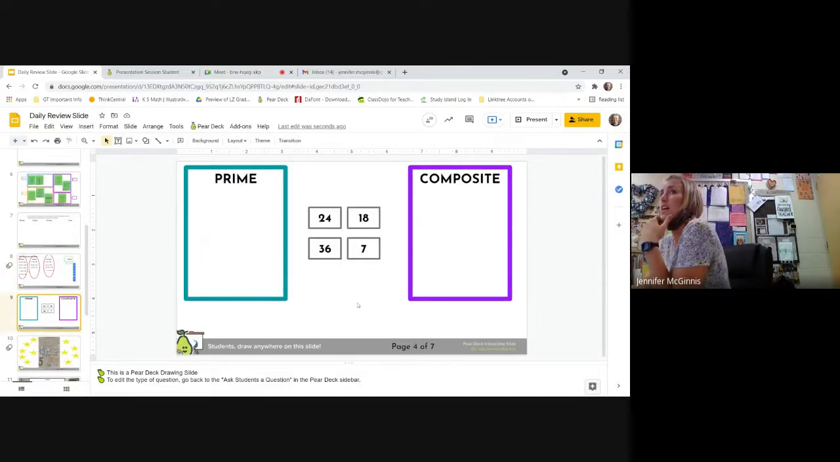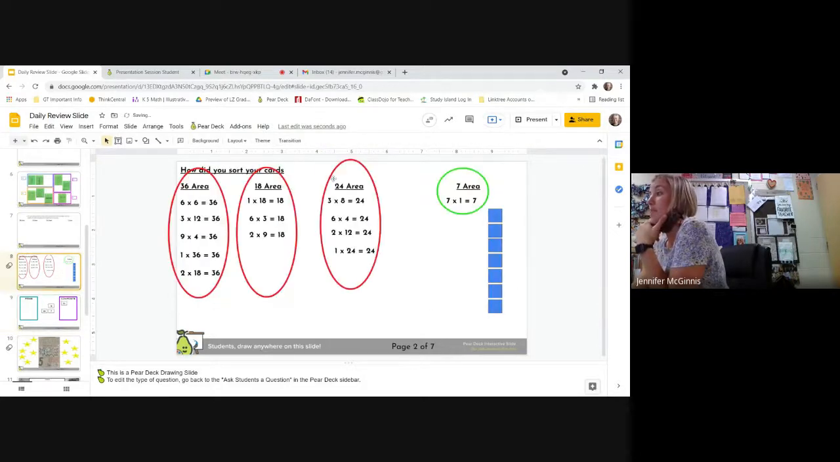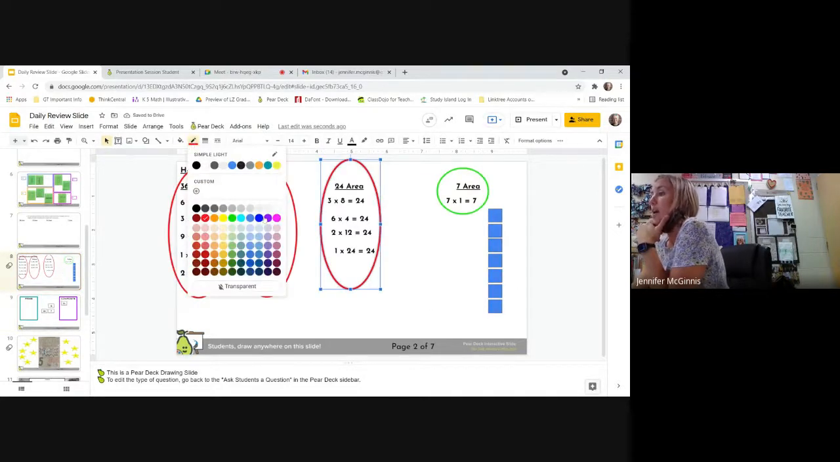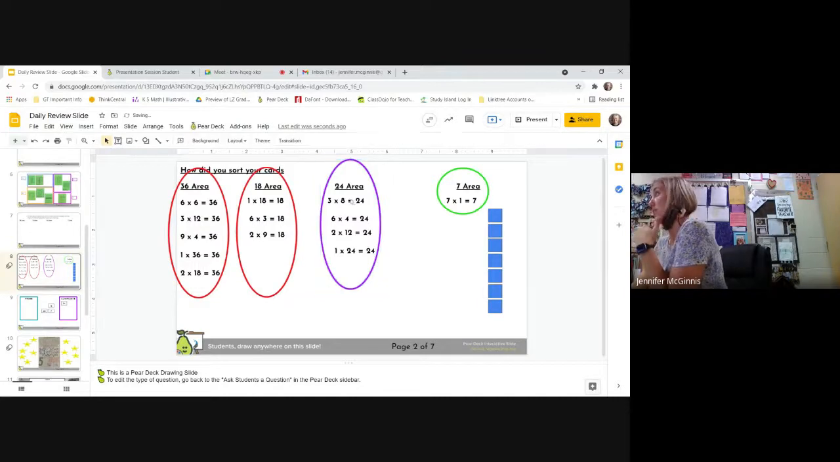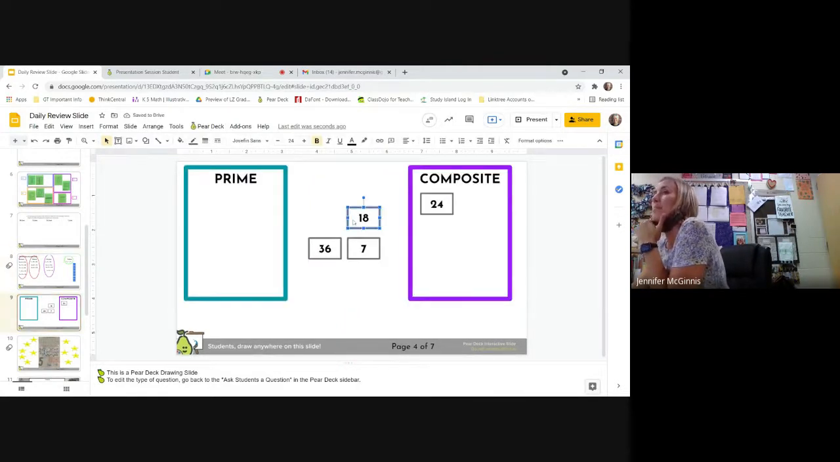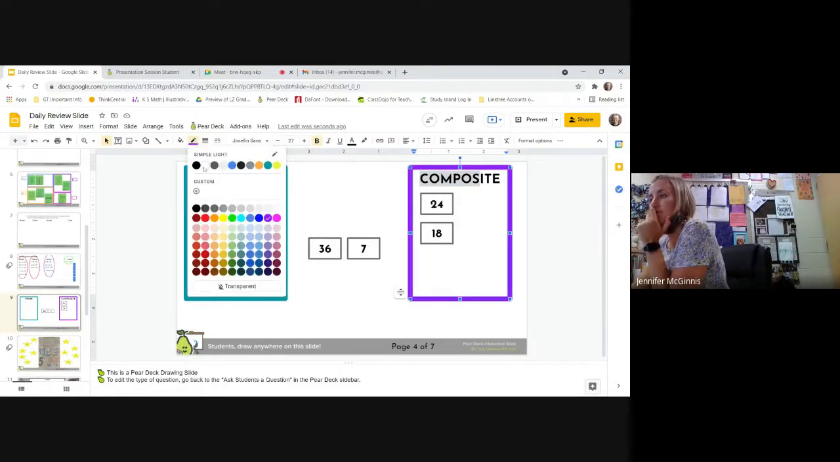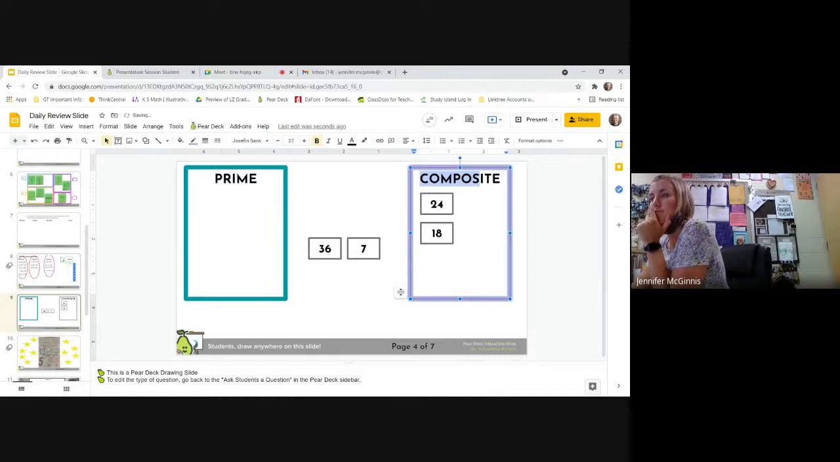So let's move these into the number they go with. The number 24. Is the number 24 prime or composite? Composite. Because we can compose a bunch of different complete rectangles if we have 24 tiles, correct? What about 18? Prime or composite? Composite. Yes, sir? I have a question. Can you go back to where it shows all the numbers?